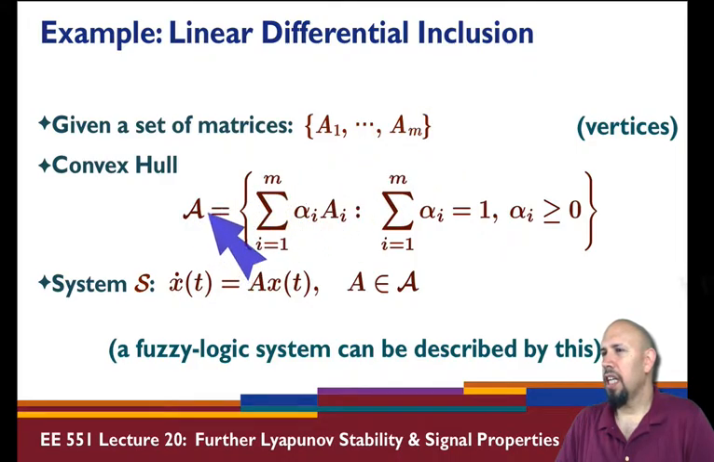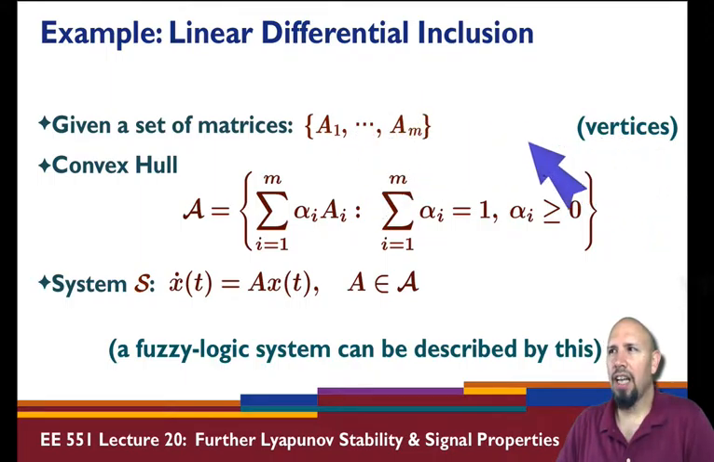So the convex hull of this set. So this is a set of matrices. We can consider them like vertices of a polygon. The convex hull is everything contained within those vertices. So basically it's a linear combination of these matrices, but not just any kind of linear combination. This is actually called a simplex, where the alphas here are non-negative numbers that add up to 1. So if, for example, we were at the vertex A_M, that would correspond to alpha M being 1 and all the others being 0, and so forth.